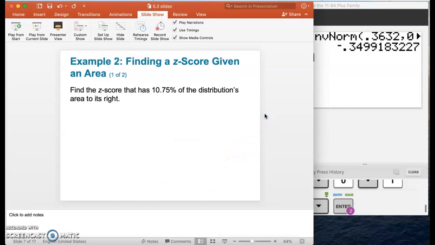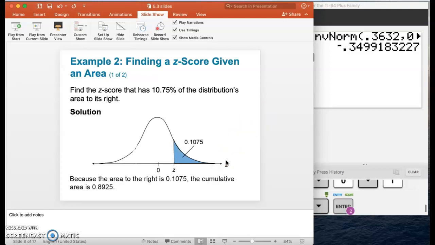Let's look at another example. In this example, I want to find the z-score that has 10.75% of the distribution's area to its right. Okay, so now looking at my normal curve, the area is to the right. So the first thing we need to do is convert the percent, 10.75%, into decimal form. So that's 0.1075.